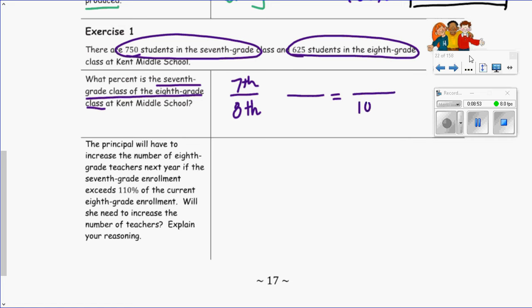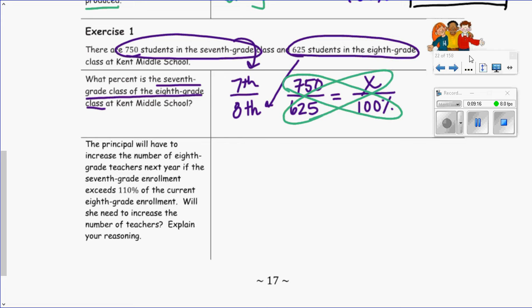We know that we can put 100% down here, and since it's comparing it to the 8th grade class, that's the total. Okay, very simple now. 7th grade is here, 8th grade is here. So that means the 750 goes on the top and the 625 goes on the bottom. Okay, and then obviously the last part is the x. So use your cross products and go ahead and solve.